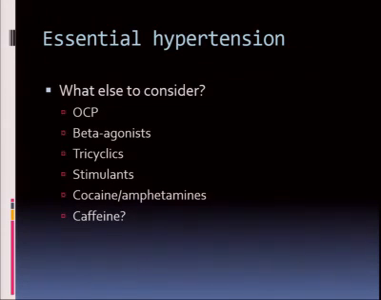Other things to consider in an adolescent with hypertension, certainly a variety of medications: OCPs, beta agonists, tricyclics, stimulants, ADHD medicines are certainly something to consider. Illicit substances certainly should be on your review of systems. Caffeine, so certainly any opportunity I have to recommend that children decrease their caffeine intake.